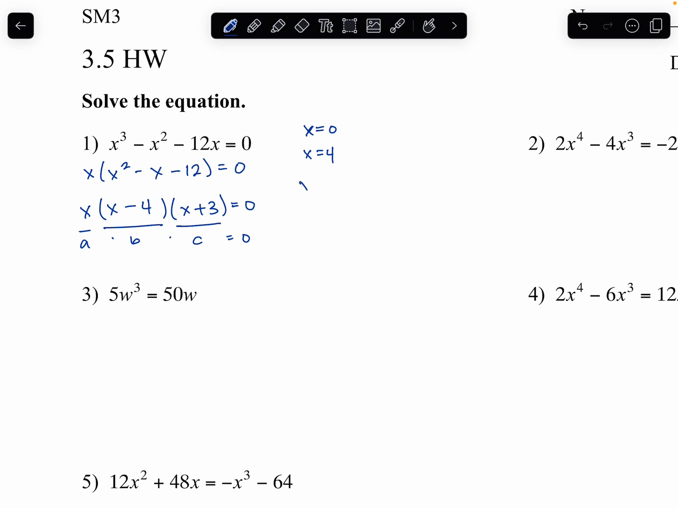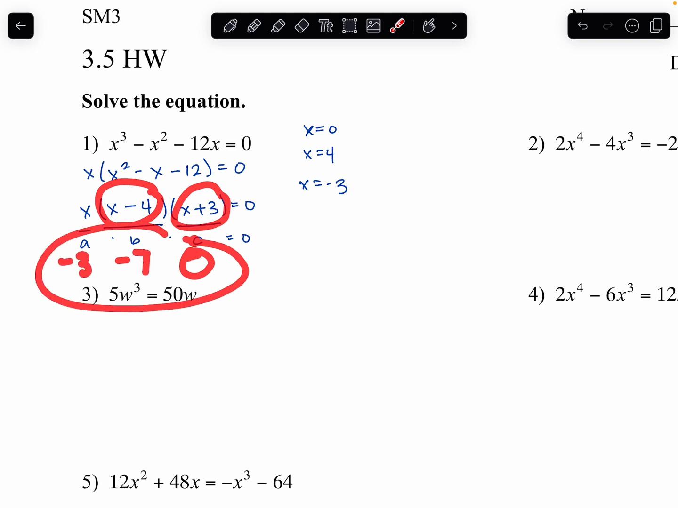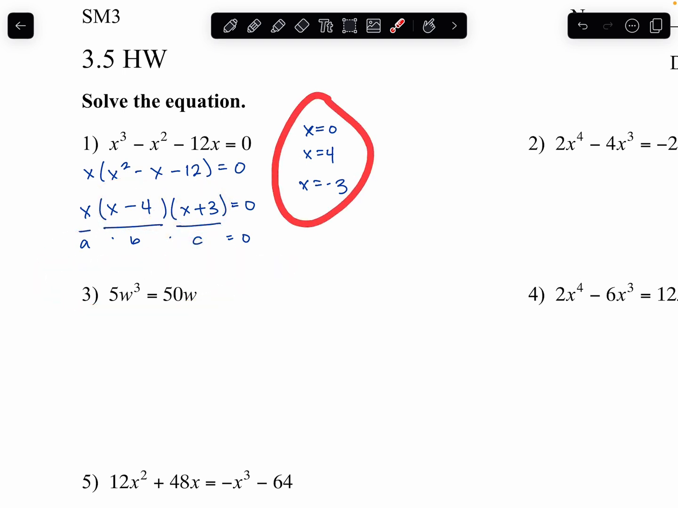And then when x is equal to negative 3, this becomes 0. Here it becomes negative 7, and this becomes negative 3. But when you multiply them all together, it's all going to be equal to 0. So these are the 3 values of x that will make this equal 0. And it's just easier to see if you can factor it because of the 0 product property.